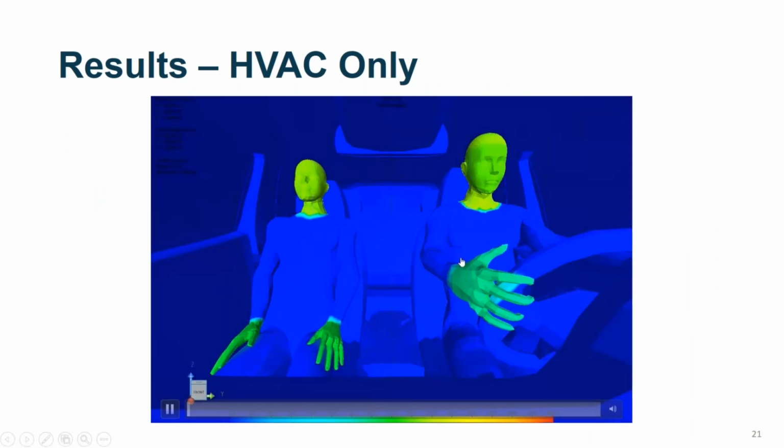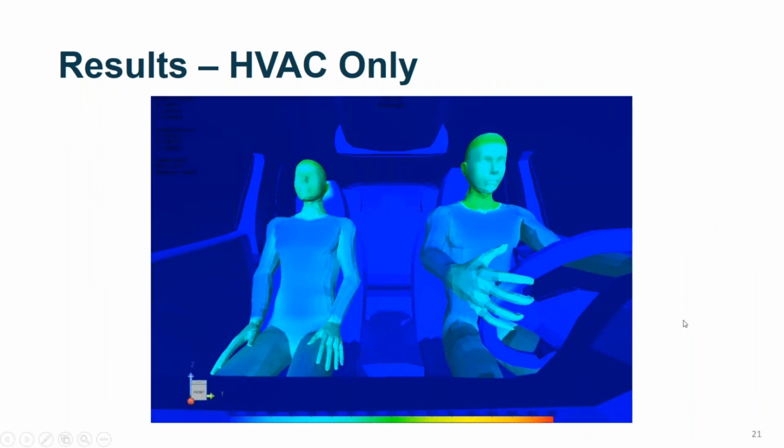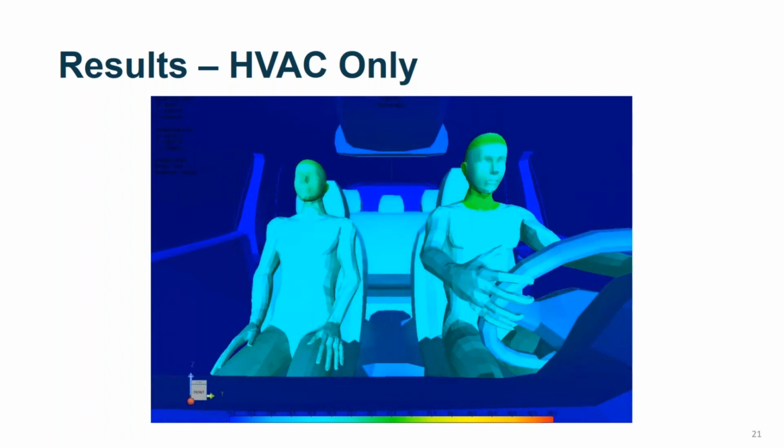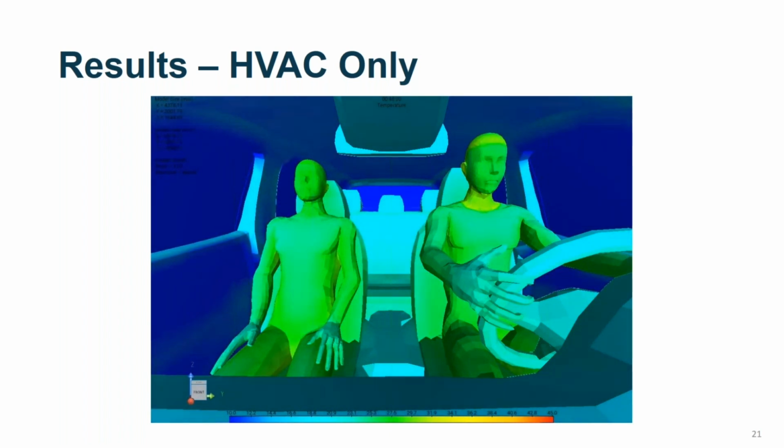This animation here is a quick result of an HVAC only version of that simulation. So the heated panels are not active. And you can see that in the seat, specifically where the seat's warming up based on the human warming up, and your convection in the cabin.